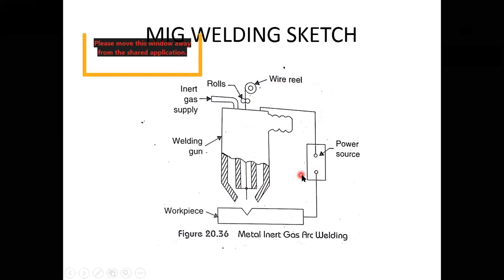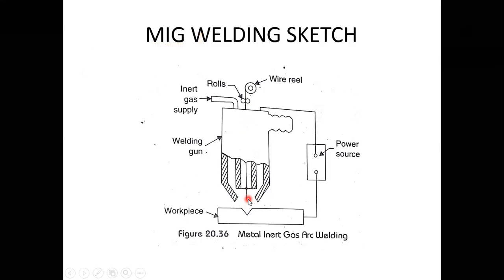Okay. So when the power supply is switched on, electricity flows and reaches the wire reel, and when we touch this one to the workpiece, the wire starts melting and forms a molten metal pool.